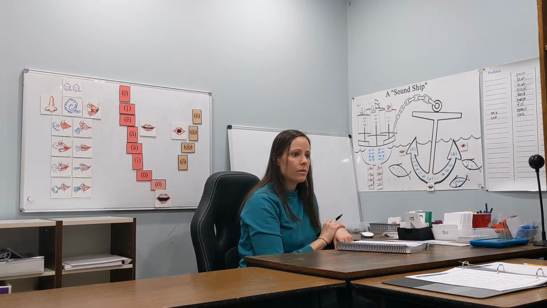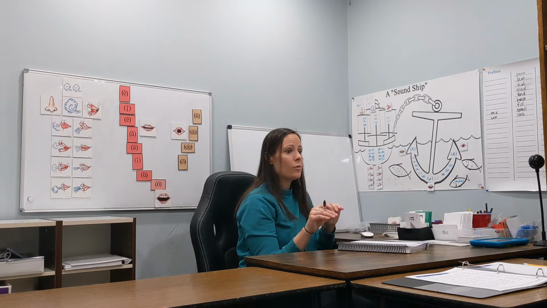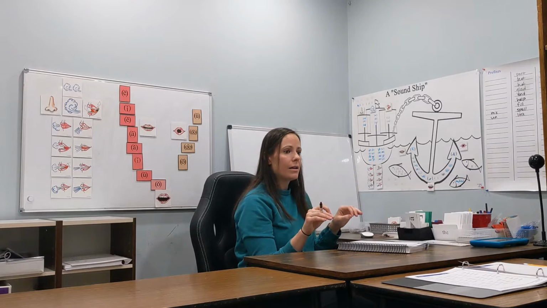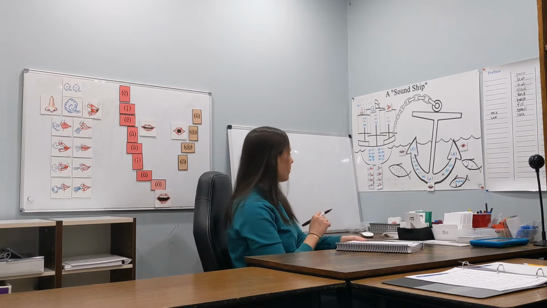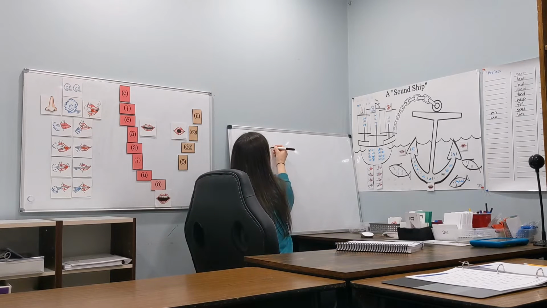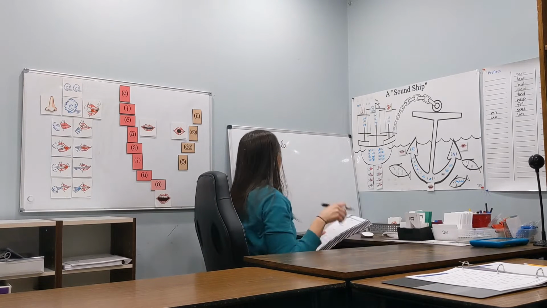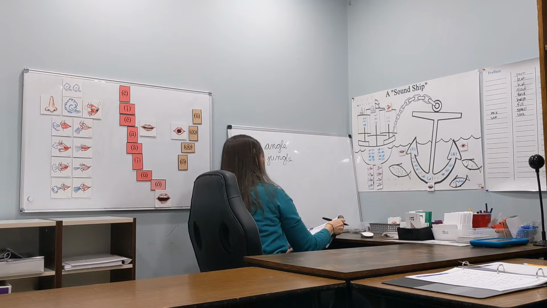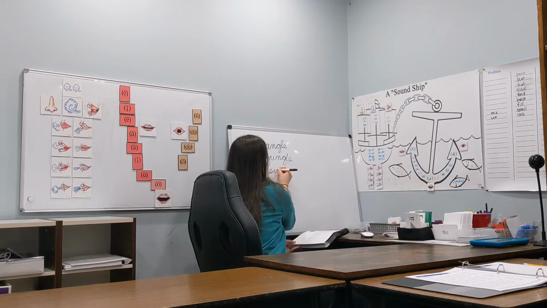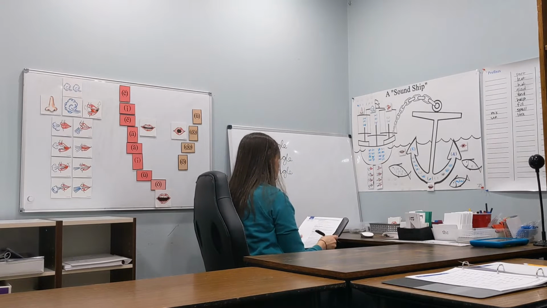So what sound did you hear right before gle? Ing. Do you hear that ing again? So again, we hear ing. Okay, now I'm going to write that down. A N G L E, J U N G L E, and S I N G L E. All right, so our final stable syllable is G L E.